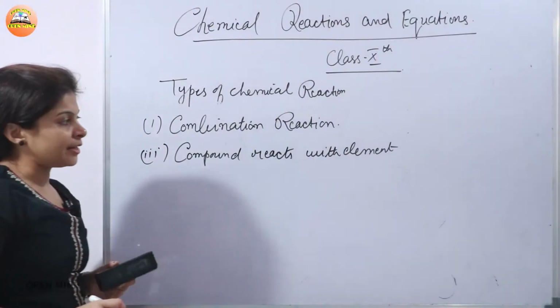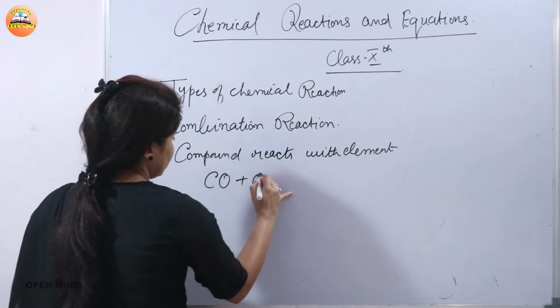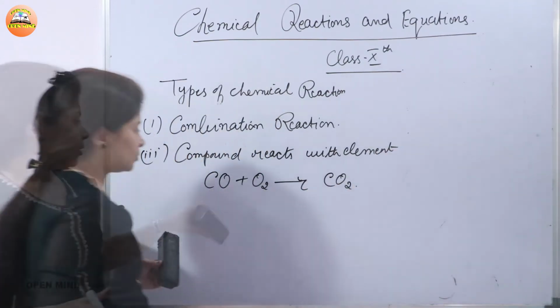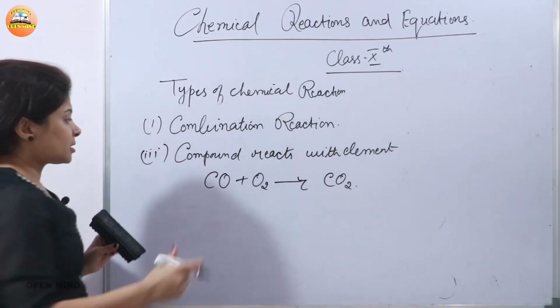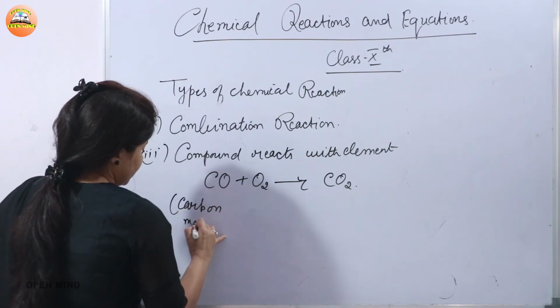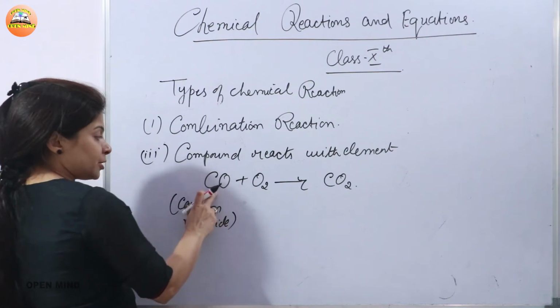Now we will see another topic in which a compound reacts with an element. For example, CO plus O2, it gives you what? CO2. Now what is this compound? This compound is carbon monoxide. Carbon monoxide. And what is this? This is oxygen.